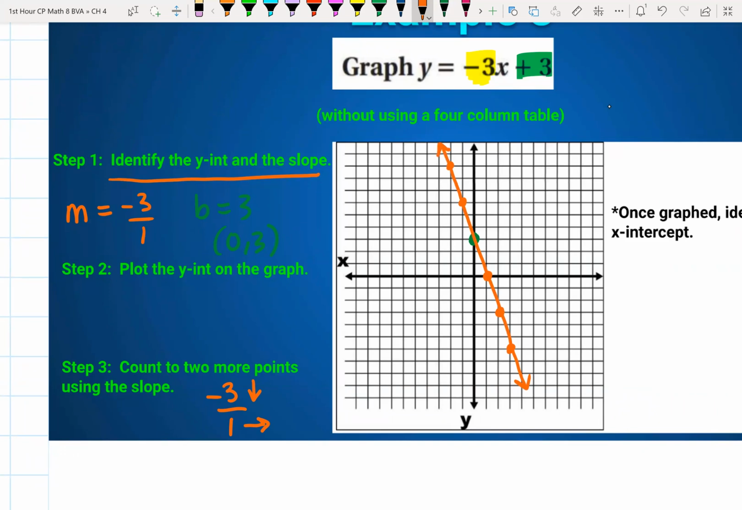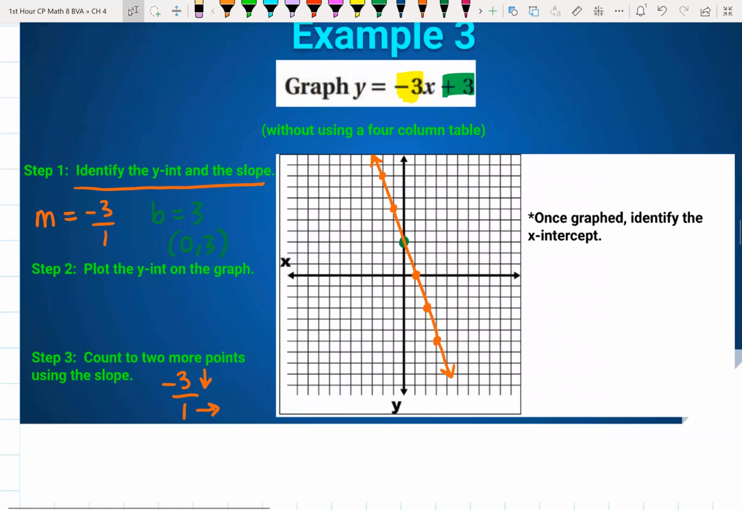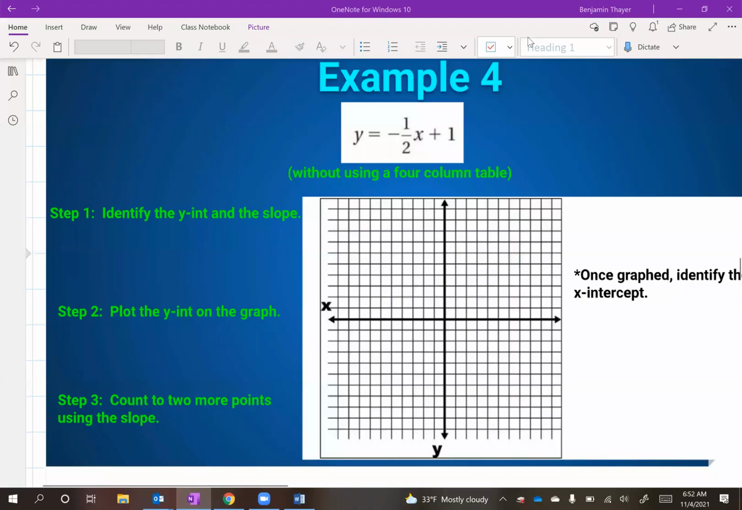And you did it. You plotted slope-intercept form without having to make a table. This question over here says, okay, what's the x-intercept? Or where your graph crosses the x-axis. Well, this is the x-axis right there, and it crosses at 1, 0. So that's your x-intercept. All right, pardon the baby noise in the background.